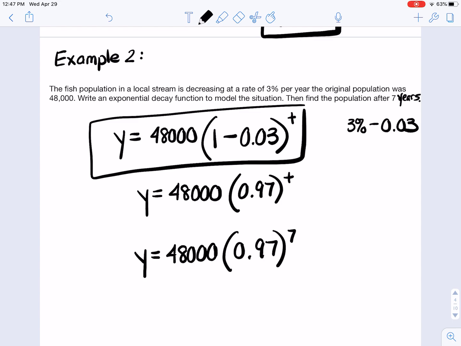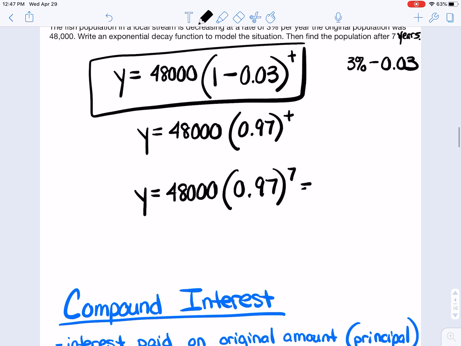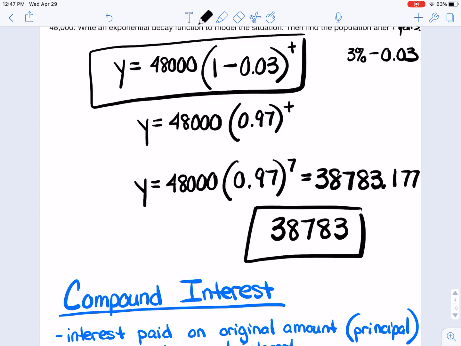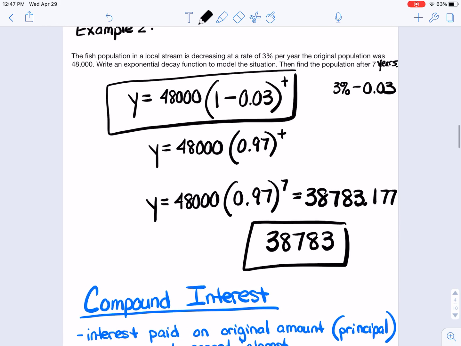And when I get that, I have 48,000.97 raised to the power of 7. Now, this gives me 38,783.177. Okay, again, we're talking about fish, so that's a living object, so therefore I'm going to round down because you're not going to count 0.177 as an entire extra fish. So I need to get an accurate count here, and that's what it would be, 38,783.